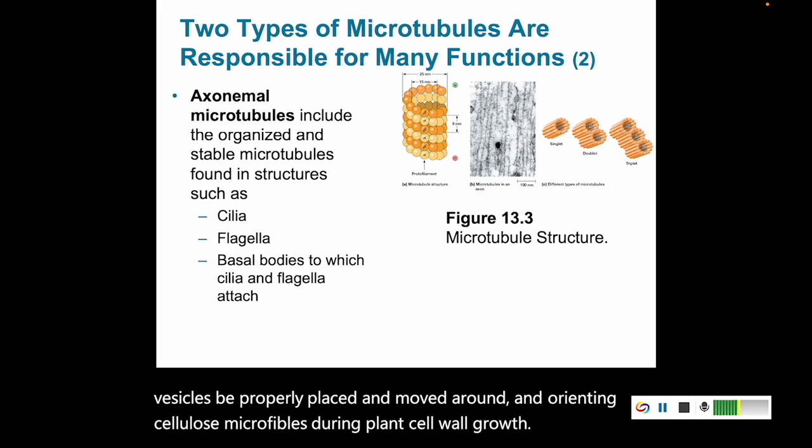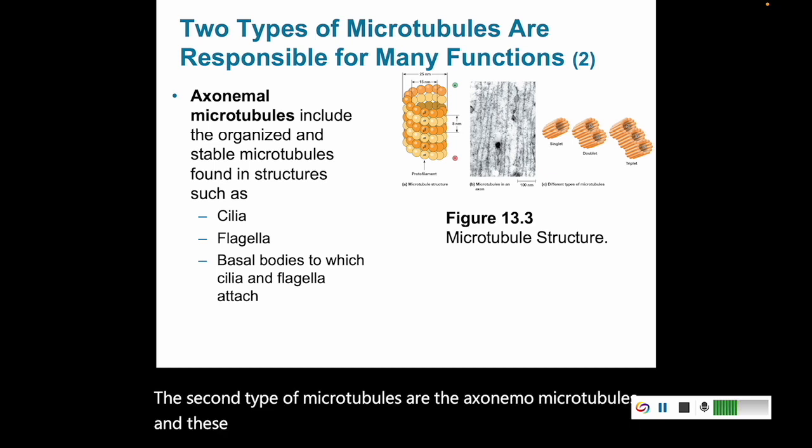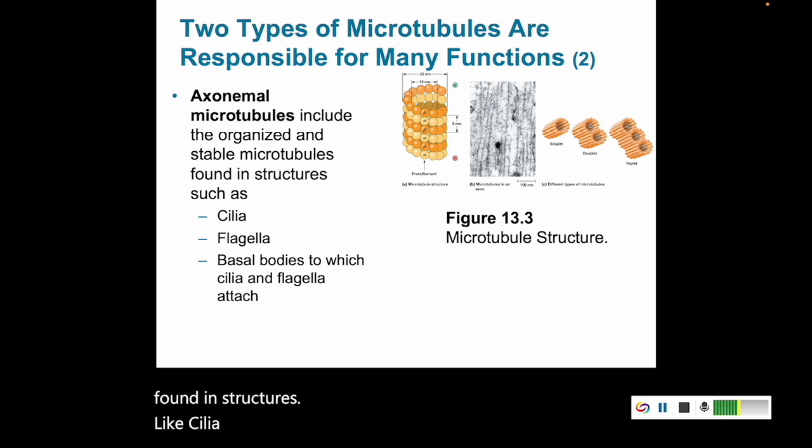The second type of microtubules are the axonemal microtubules, and these include organized and stable microtubules. They're found in structures like cilia, flagella, and basal bodies that the cilia and flagella attach to.